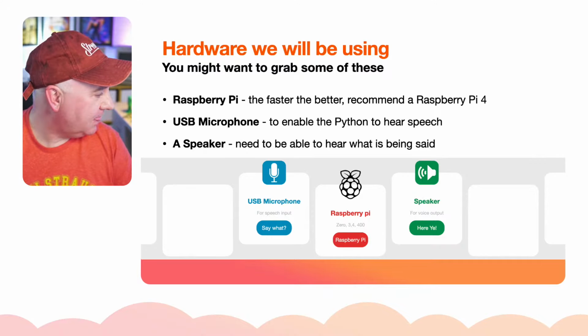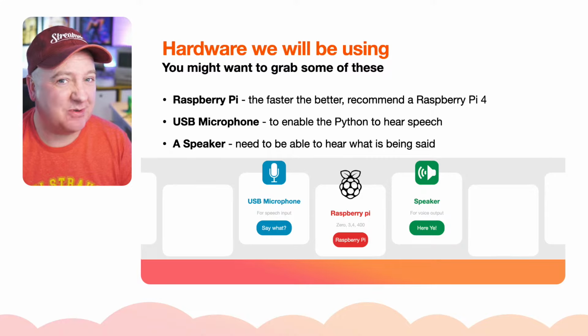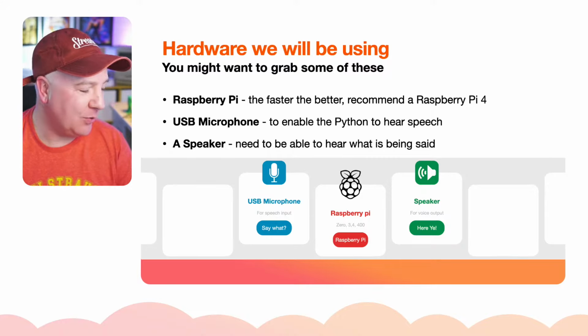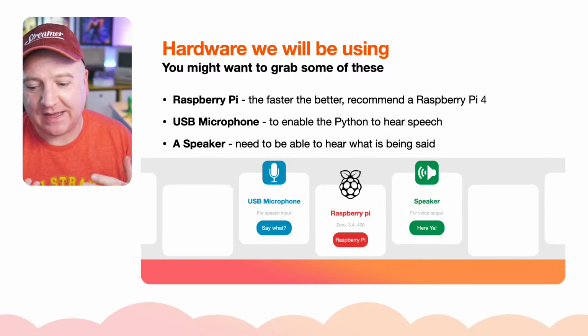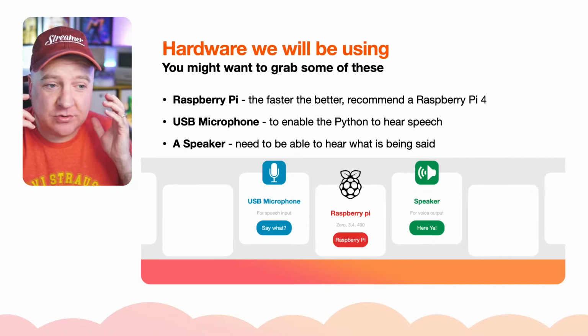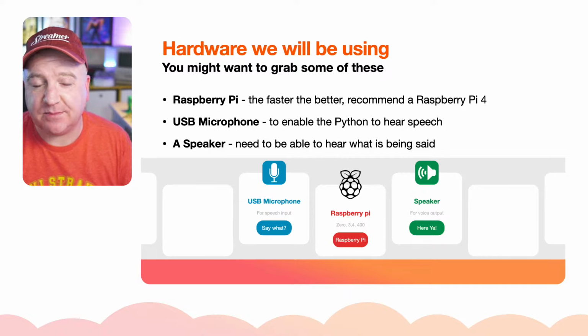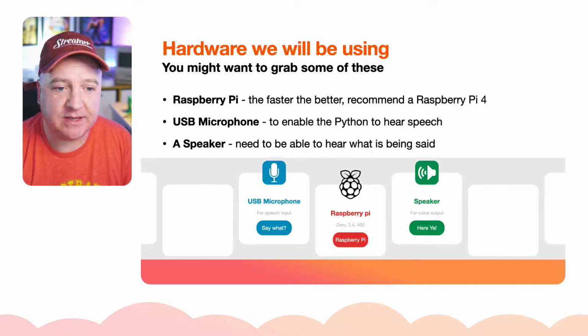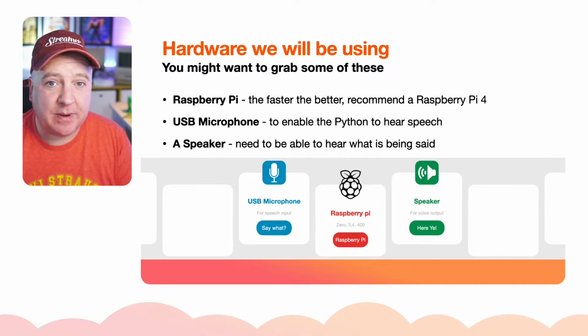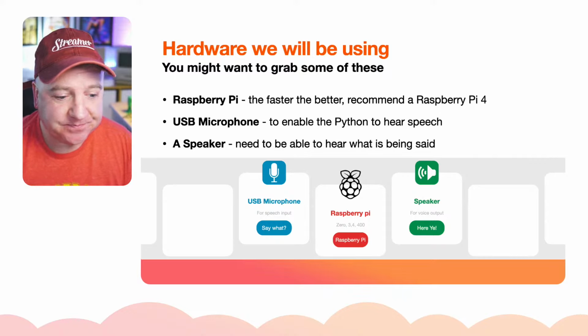So I bought some Trust speakers. Again, these were pretty cheap. They're USB powered, not very, very loud, but it's just enough that I could hear. You could even use headphones if you wanted to, or pump it into another sound system that you've got, but I've just got some cheap speakers there as well. So Raspberry Pi, USB microphone and speakers.